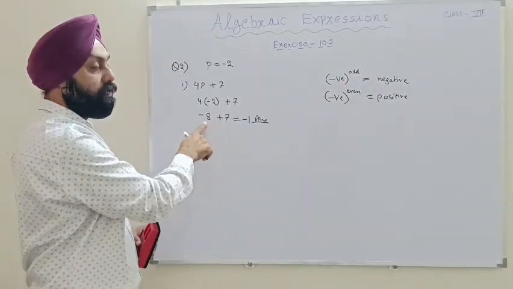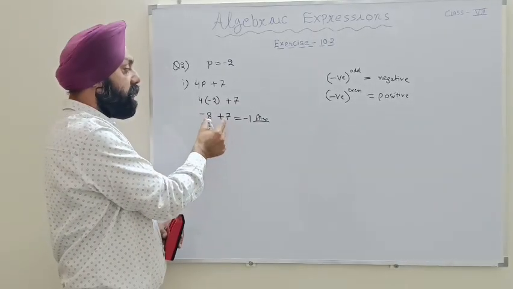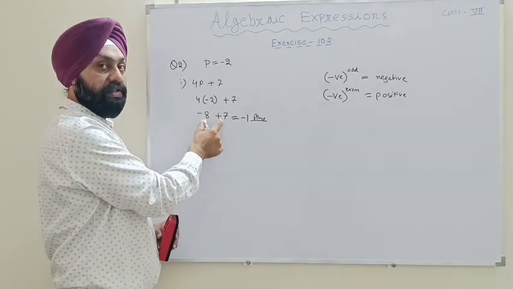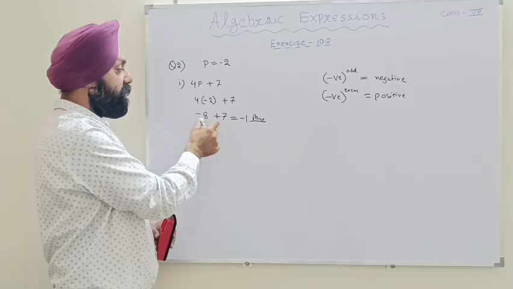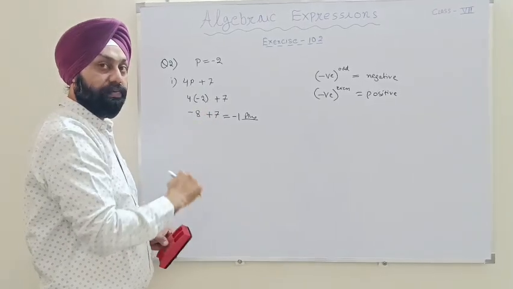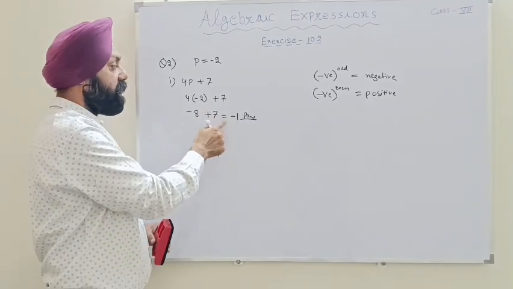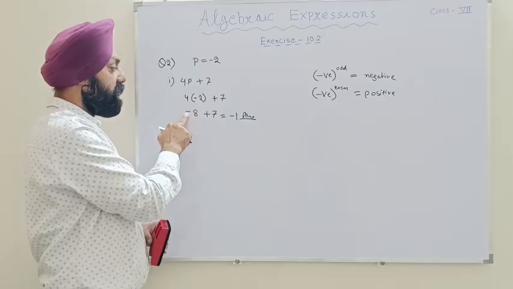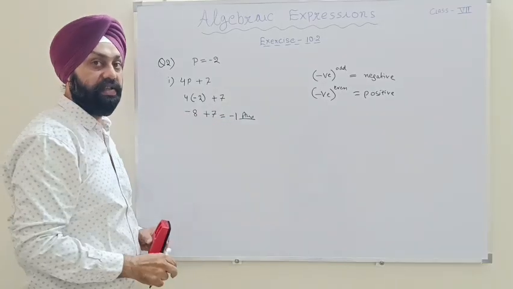That is minus 8. So minus 8 plus 7. Again we are having two different integers with different signs. So whenever different signs are there, they result in subtraction and the sign will be of the greater number. So 8 is greater, which is having minus. So it is minus 1 is the answer.